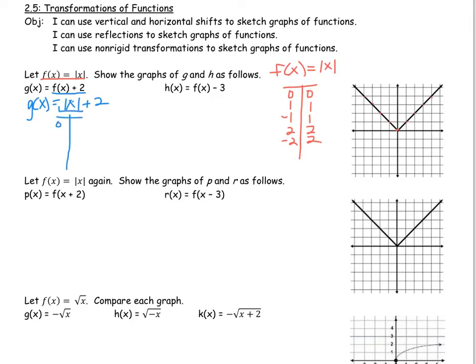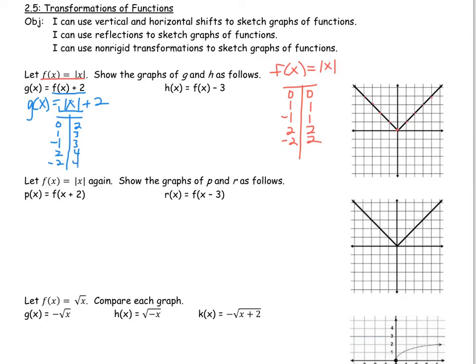So now when we make our table and we plug in 0, the absolute value of 0 is still 0, but when you add 2 to that value, it moves it up 2. If I go 1 to the right, the absolute value of 1 is 1, but if you add 2, it goes up to 3. -1, absolute value would be 1, plus 2 is 3. 2, the absolute value stays 2, plus 2 is 4. And -2, absolute value would still be 2, plus 2 is also 4.